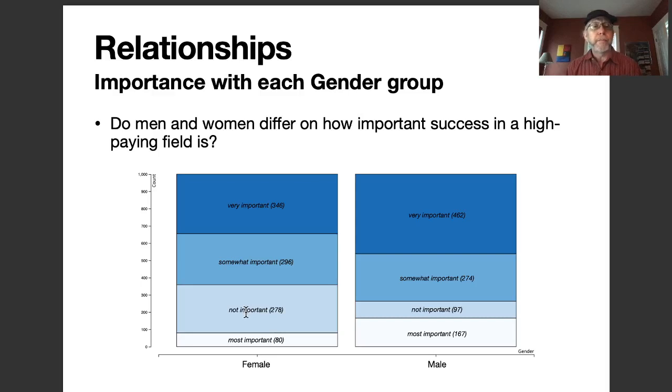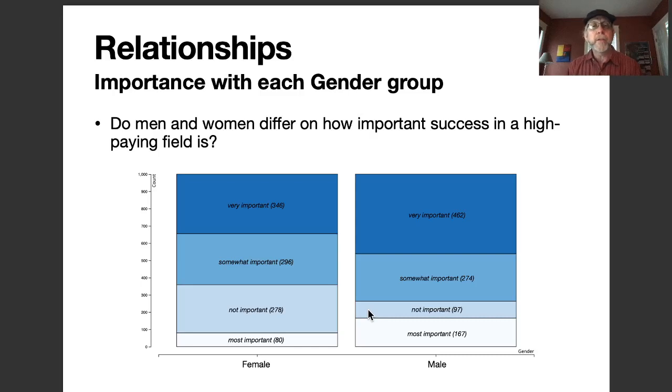On the other hand, if you looked at those who responded that it was not important at all to have a successful career, here you see that quite a few more women made that response than men. So we do seem to see here that there does seem to be a relationship between gender and importance. A person's gender does have an effect on how they rate the importance of a successful career.